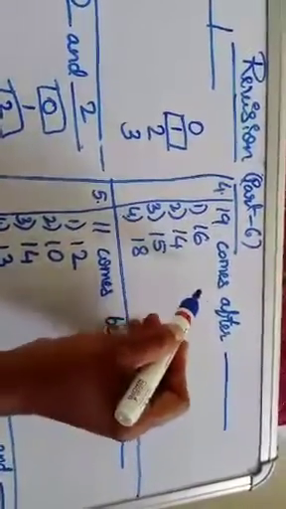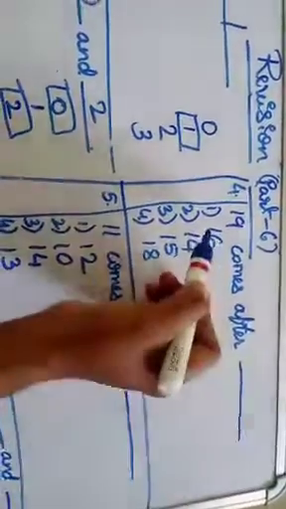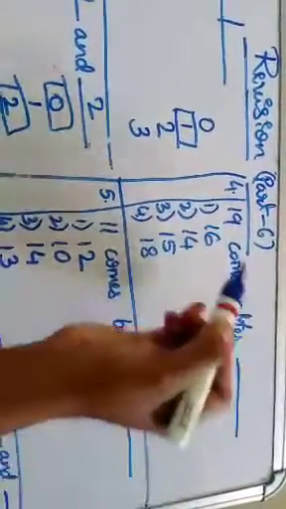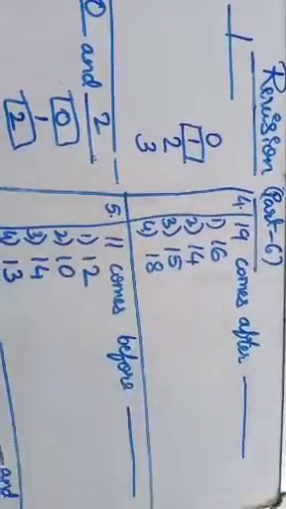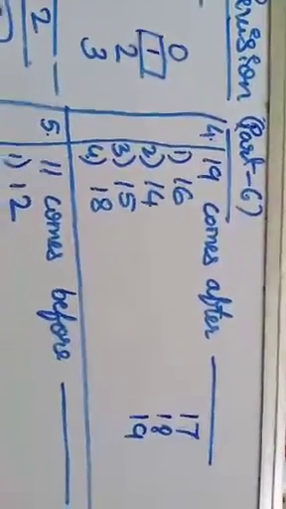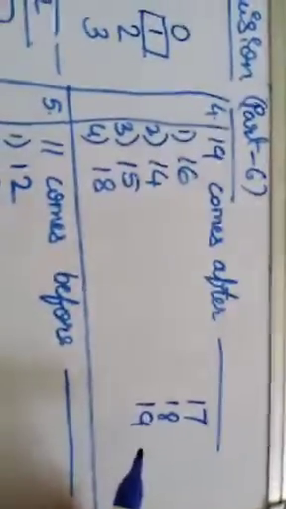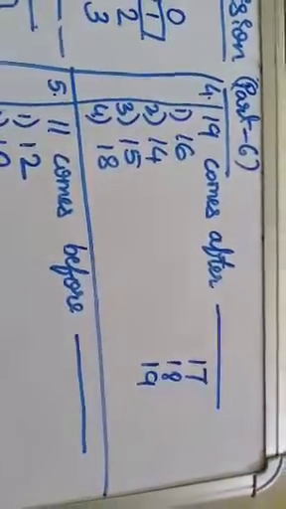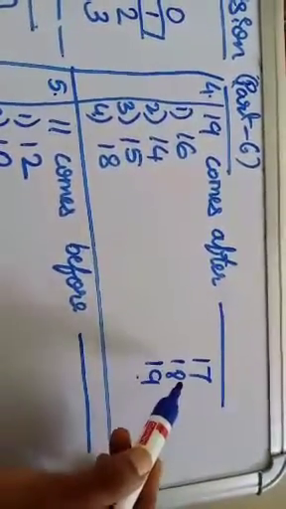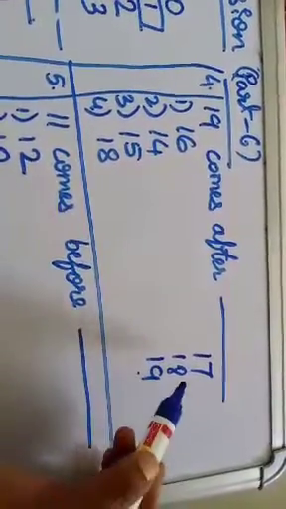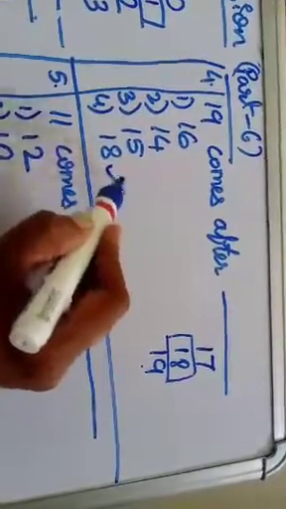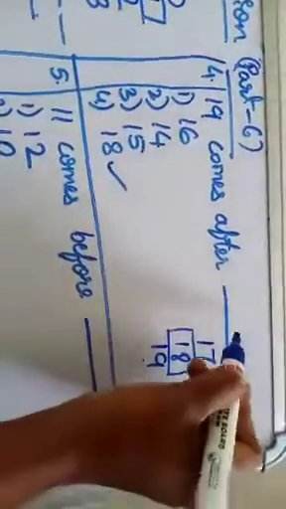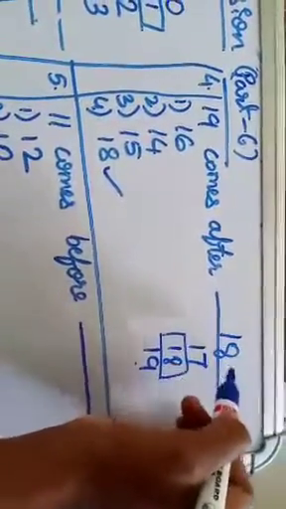The next is number 4. 19 comes after dash. Options are 16, 14, 15, 18. So the rough work is 17, 18, 19. You can write the numbers and you can see the 19 is here, and after which number 19 has come? After 18, right? So that means the option fourth one is the correct answer. So let's write the answer here, that is 18.